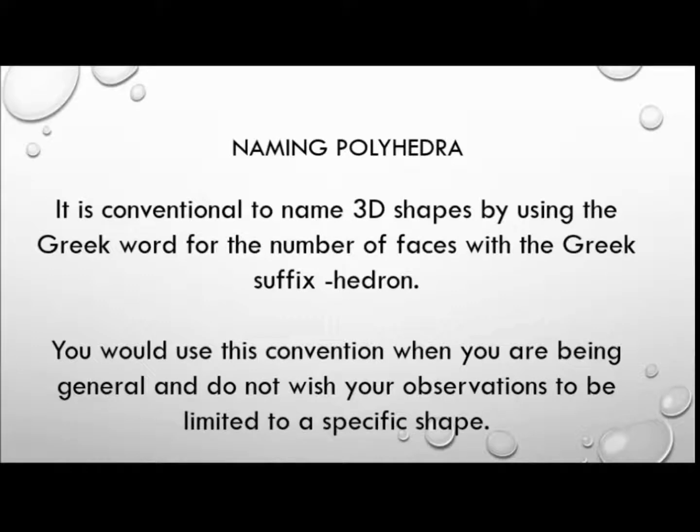It's conventional to name three-dimensional shapes by using the Greek word for the number of faces with the Greek suffix hedron. You would use this convention when you're being general and don't wish your observations to be limited to a specific shape.